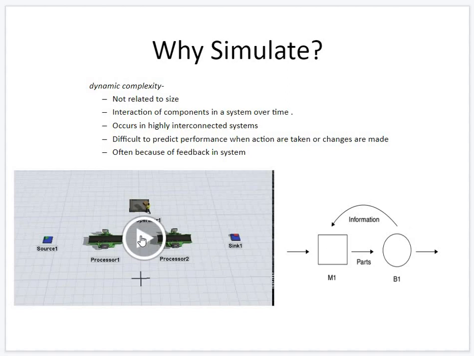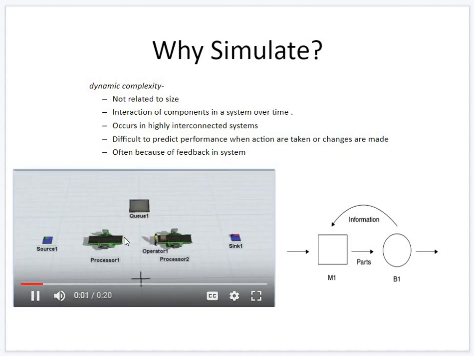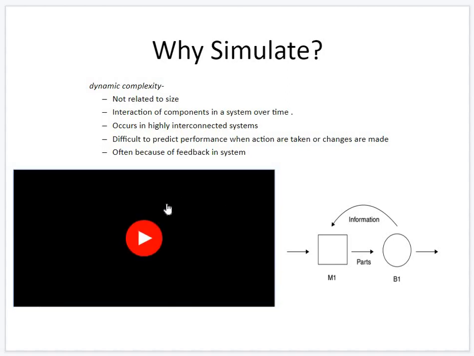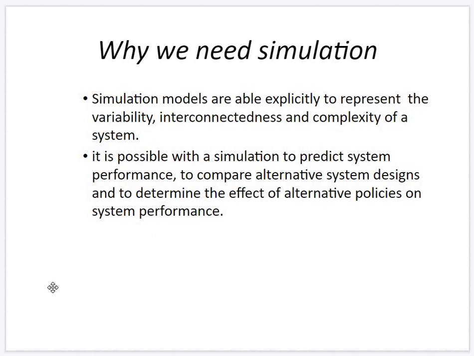So in this case, for example, we have a situation where processor 1 churns out the parts, but at processor 2, which does the quality check, there will be a rejection, and that rejection has to be put in the queue, which has to go back to processor 1 in order to be reworked. And then you can see that this gets very complex if there is a lot of this feedback in the system. So why are we doing simulation?